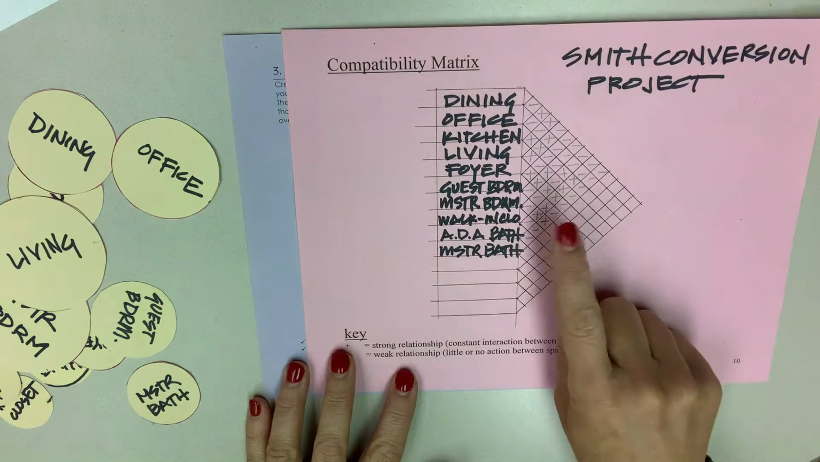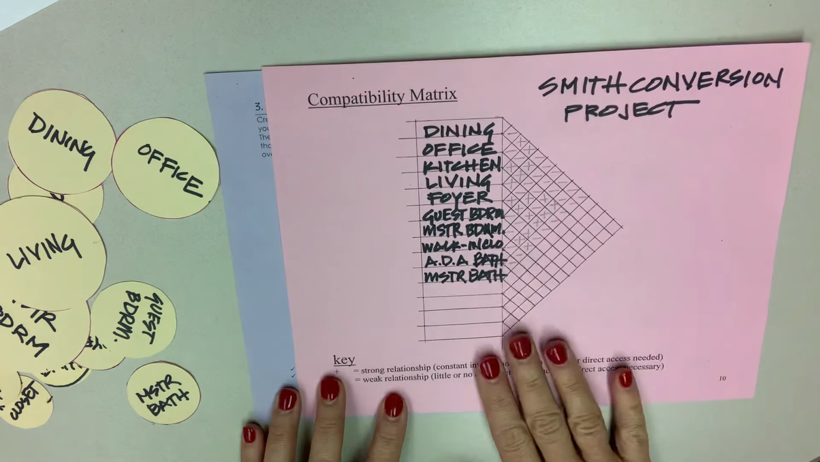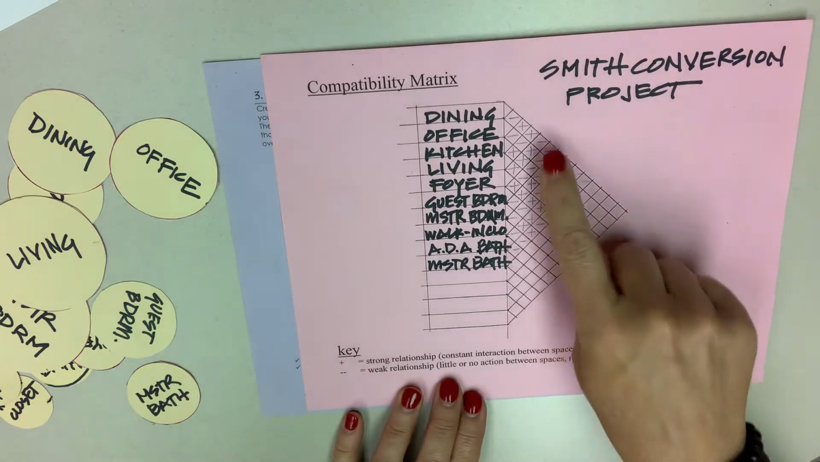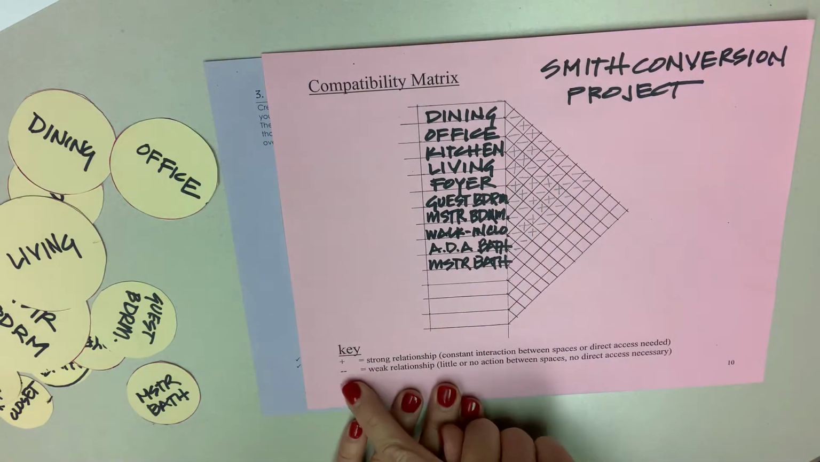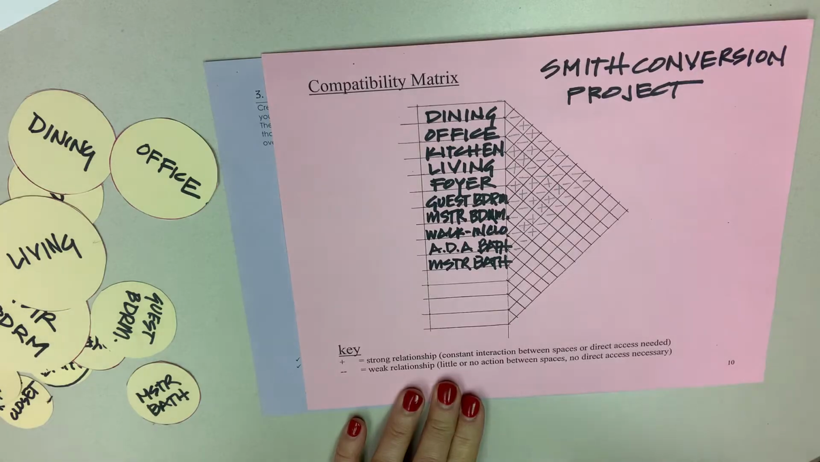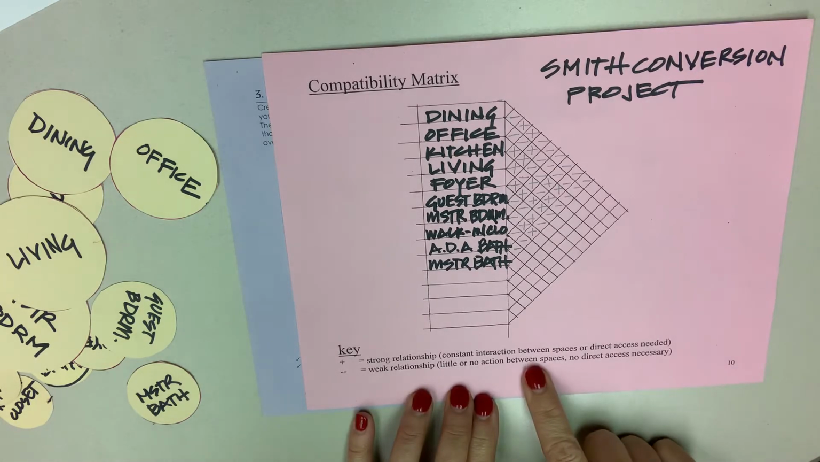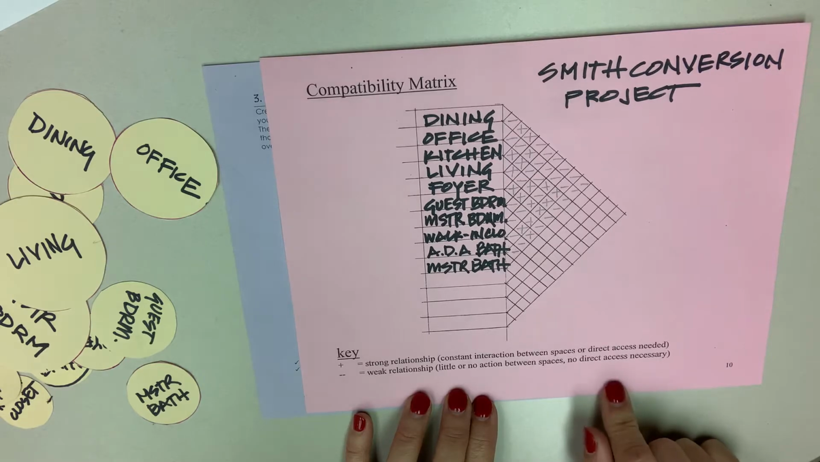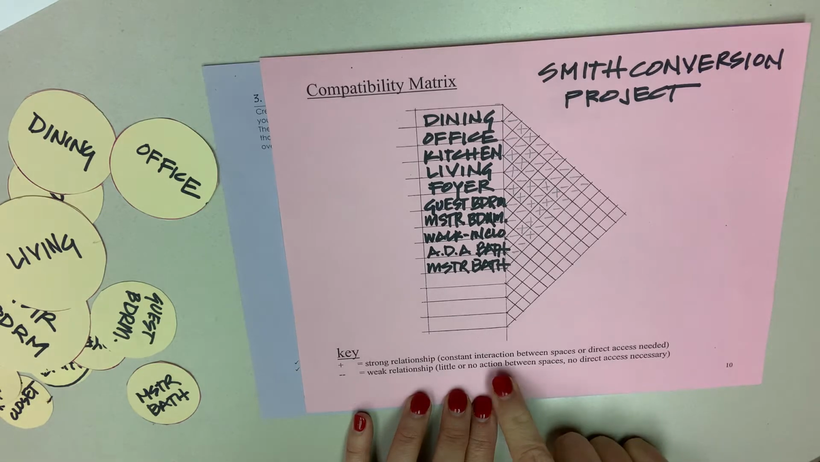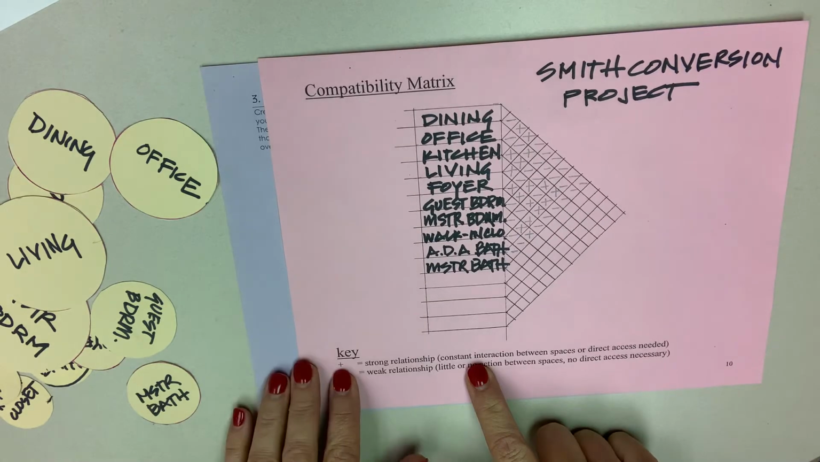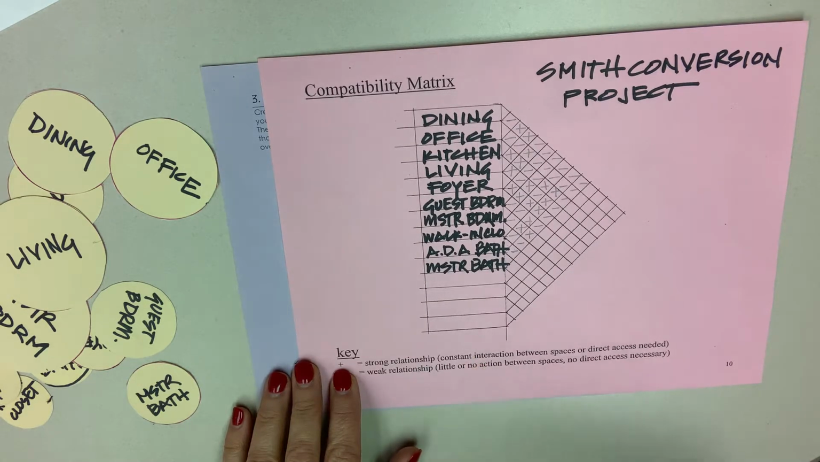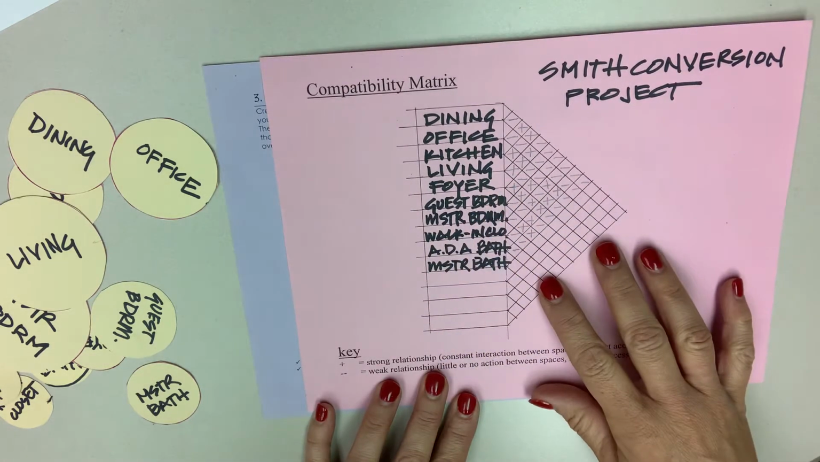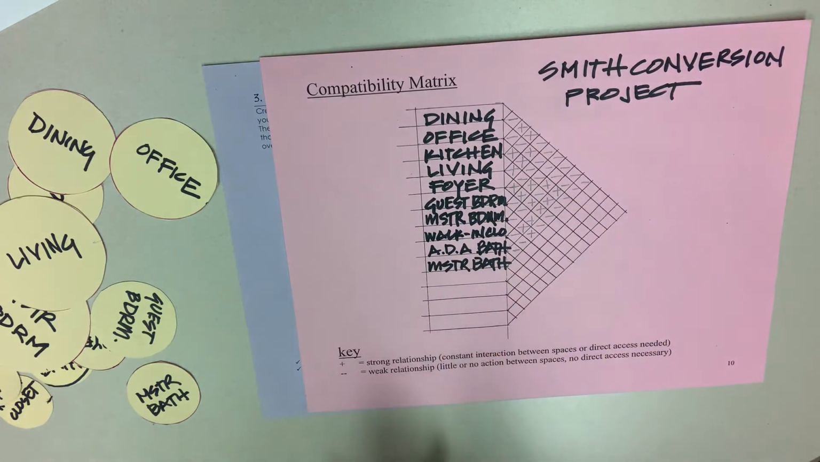So we've taken a copy of what we would call the compatibility matrix, and in this compatibility matrix, we use plus for our strong relationships and minus for weaker relationships. So there would be little or no interaction between spaces. Also, no direct access is needed. In some cases, you may even have a strong relationship, but you still want privacy. So there are some different ways that you can include that with how you set up your bubbles.